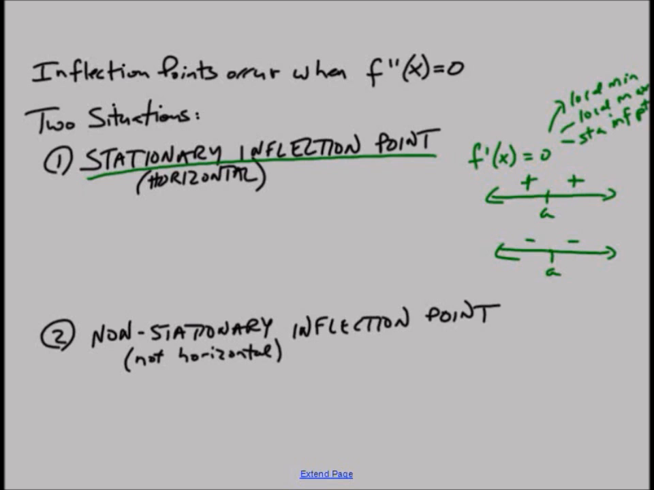Which meant that in this case the graph is increasing, the f of x is increasing, and it continues to increase past a. So it's increasing and continues to increase. But it has a stationary inflection point, which means that the tangent line here is horizontal. Or in the second case, it's decreasing and it continues to decrease. But we have an inflection point here and the tangent is horizontal.